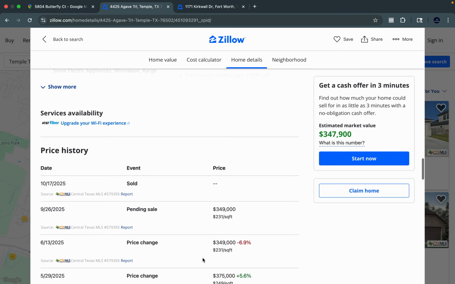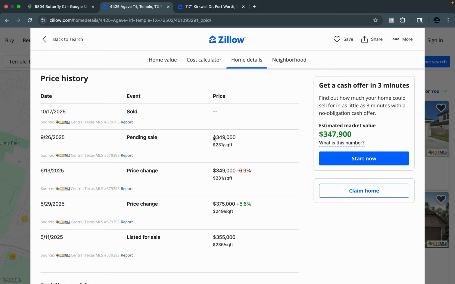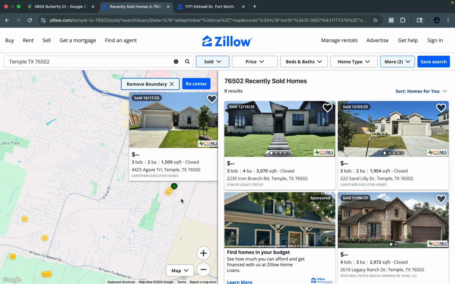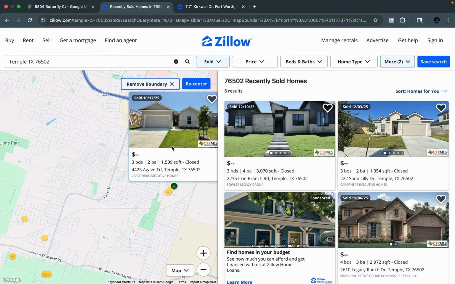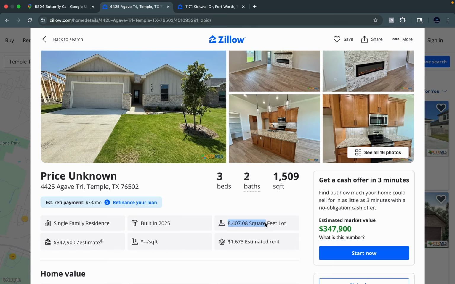So we're looking at it here. We see that the lowest home sold for $350,000, with the highest being $475,000. So typically you want to average it out. Like I said, I typically run numbers between the average, right? Just looking at the square footage per lot, right?